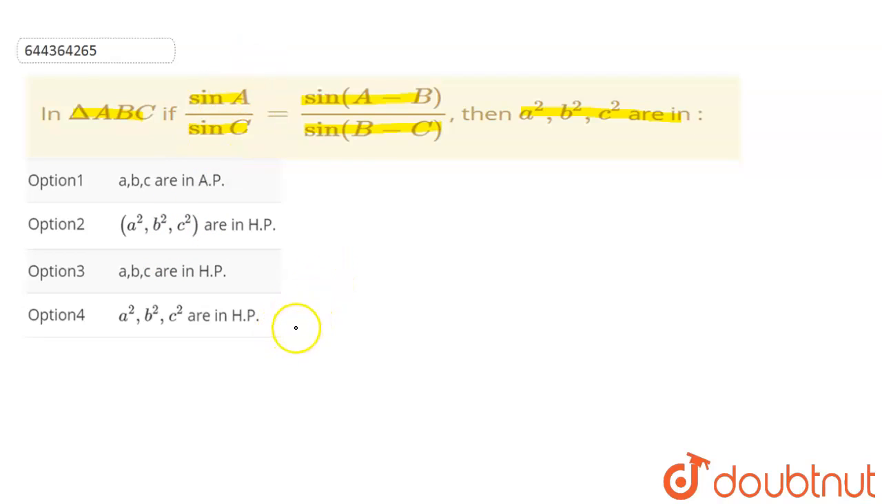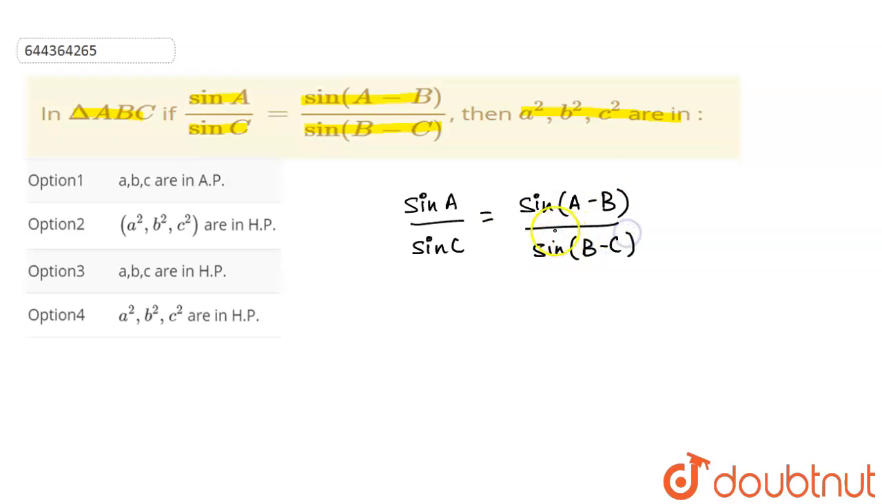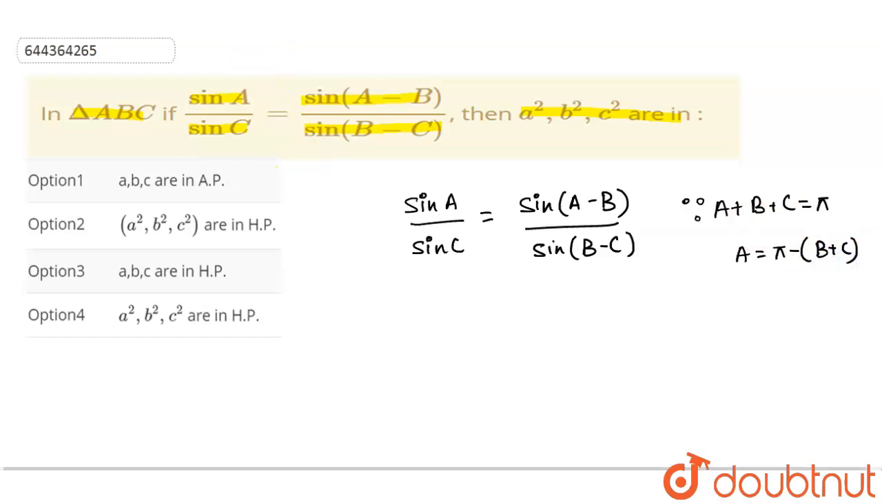So now what is given to us? Sin A by sin C is equal to sin(A minus B) upon sin(B minus C). This is given to us. Now sin(pi minus theta) is what? Sin theta. Correct? Since A plus B plus C is equal to pi, because it's a triangle, A can be written as pi minus (B plus C). We all know that. So just transform this.